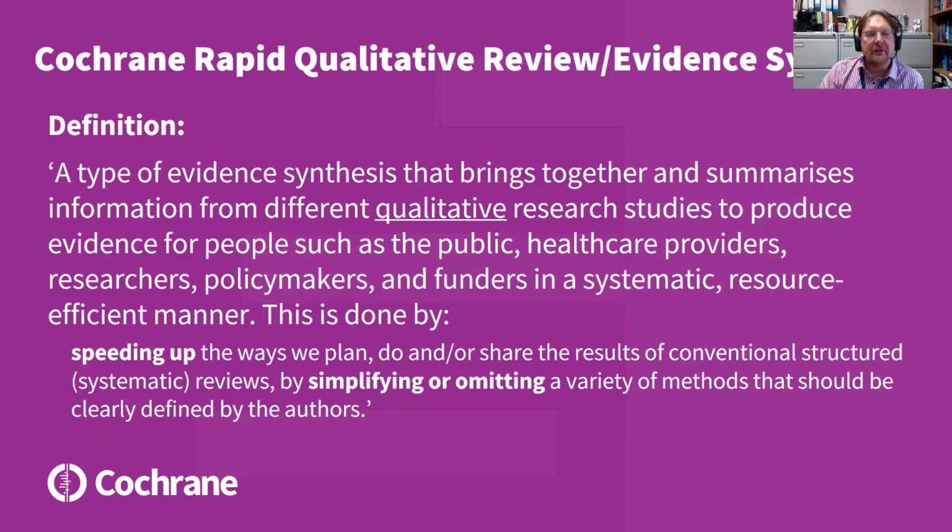And a rapid review essentially is done in two main ways: by speeding up the ways that we plan, do, and share the results of systematic reviews, and or by simplifying or omitting some of the stages that have been proposed for a review, as clearly explained by the authors of a review.